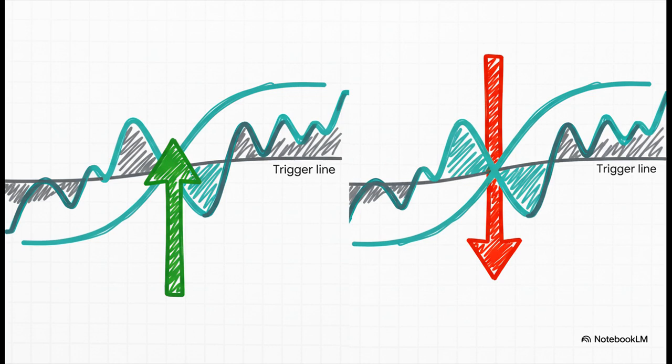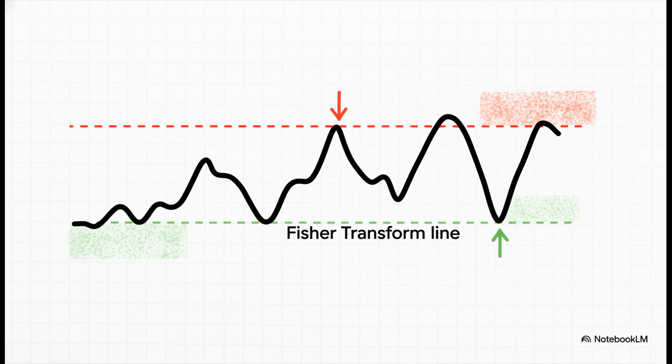Nice and clean. Now, here's where that whole bell curve idea really starts to pay off. Because the data's been normalized, those extreme readings become really significant. When the Fisher line shoots way up, it can signal that a market is overbought and maybe due for a pullback. And on the flip side, when it dives way down, it can signal an oversold market that could be ready to bounce.